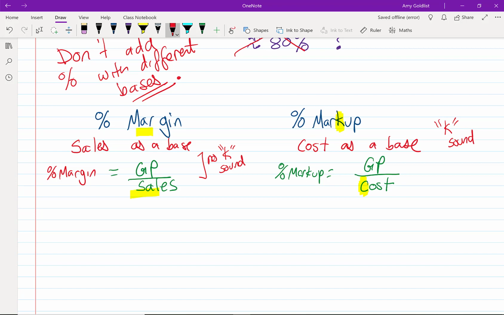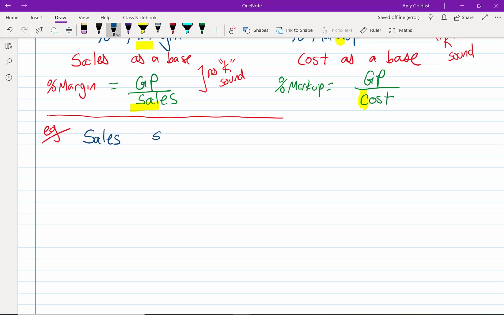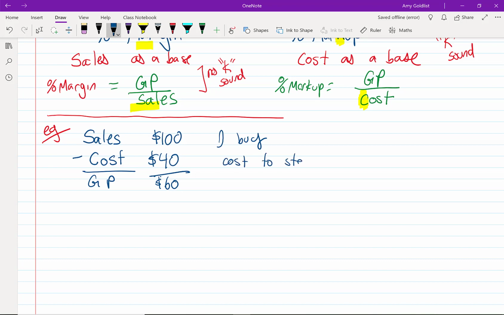Let's go through one example of this, a different example. So let's pretend an item costs $100 to buy in a store. The store paid $40. The gross profit is going to be $60. So I bought groceries for $100. It cost the store $40. And then we have the store's profit.